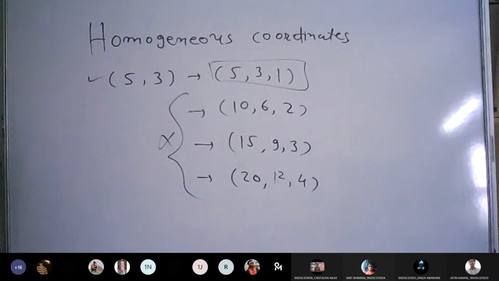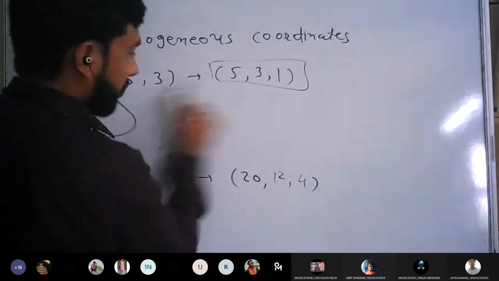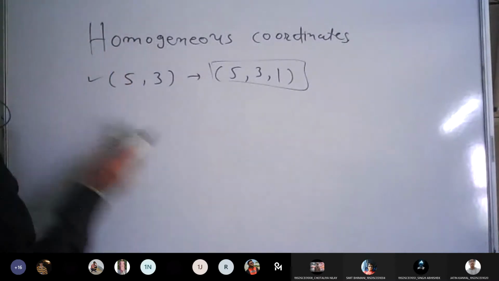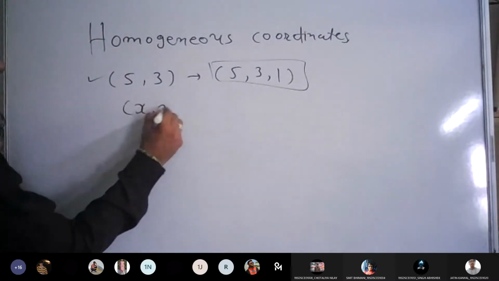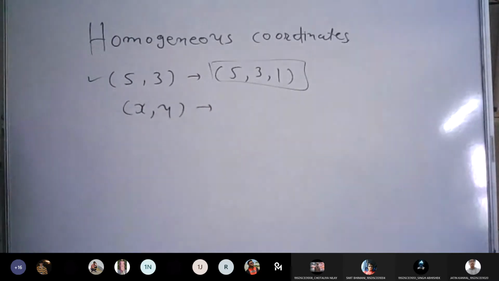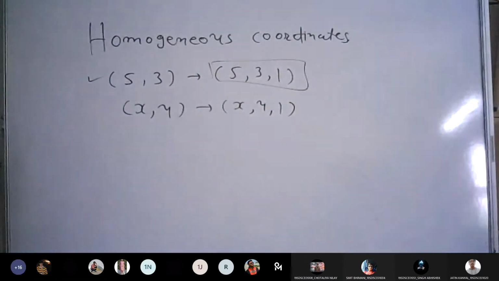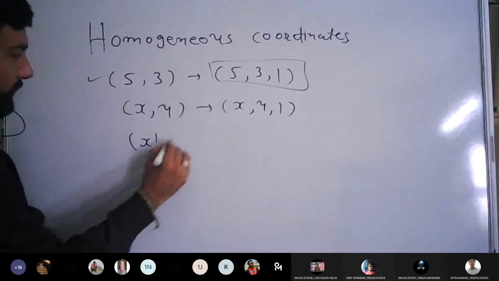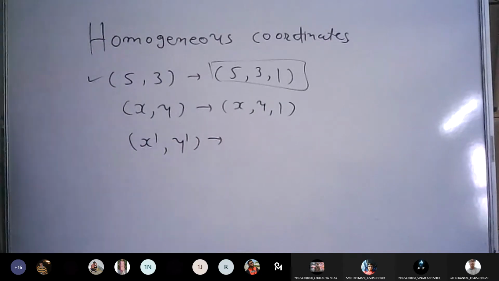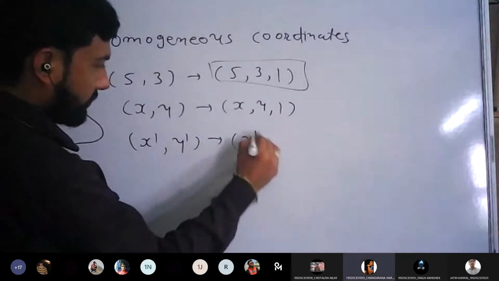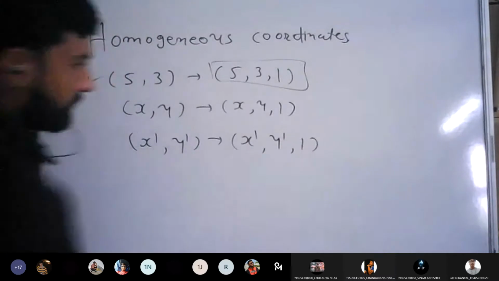Similarly, if I write the point xy, can anyone help me write the homogeneous value for xy? If my point is xy, then what is the homogeneous value for this point? x, y, and 1. Correct. Similarly, if my point is x dash and y dash, what is the homogeneous value? x dash, y dash, and 1. Correct.